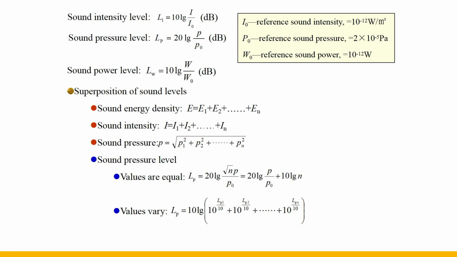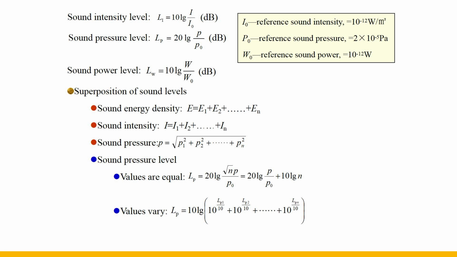The reference sound pressure in the formula is the lower limit sound pressure value that the human ear can just hear for a sound of 1000 Hz. The corresponding sound pressure level is 0 decibel. The sound power level is the logarithm of the ratio of the sound power to the reference sound power, multiplied by 10. The reference sound power is equal to the reference sound intensity value.